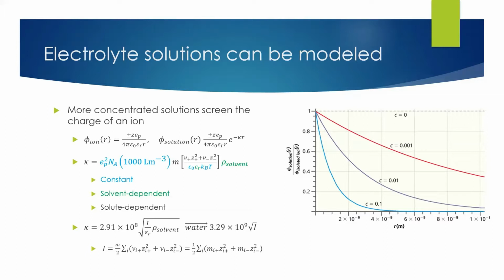Here we can see the Debye-Huckel model and how it predicts how the charges fall off. We can see that the charges fall off pretty rapidly for high concentrations as compared to low concentrations, reflecting that there are more ions packed together in these high concentration solutions.